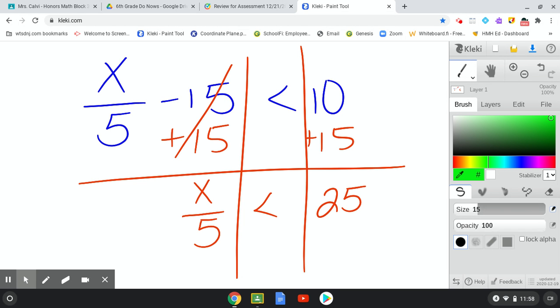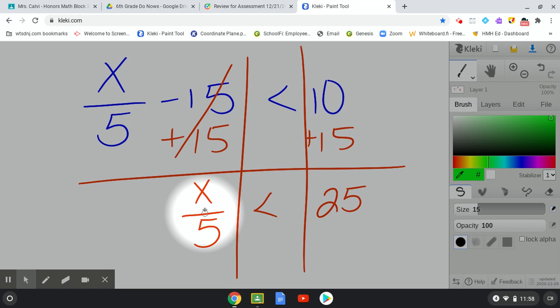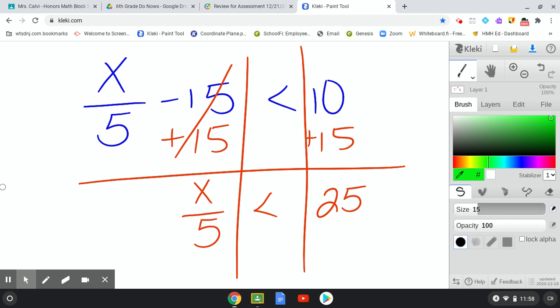I now need to get rid of that 5 on the left side. This is division. I'm going to use multiplication. Being that it's positive, I don't need to change my symbol. So I'm going to multiply both sides by positive 5. The 5s on my left cancel. I'm going to be left with x is less than 25 times 5 equals 125.